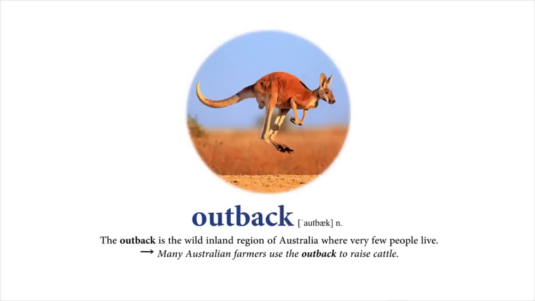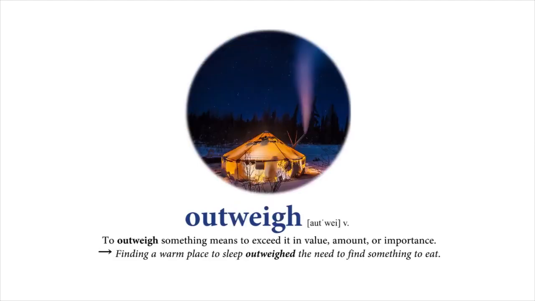Outback. The outback is the wild inland region of Australia where very few people live. Many Australian farmers use the outback to raise cattle. Outweigh. To outweigh something means to exceed it in value, amount, or importance. Finding a warm place to sleep outweighed the need to find something to eat.